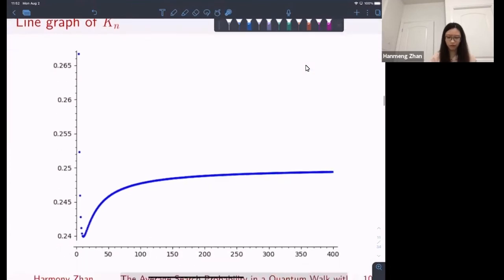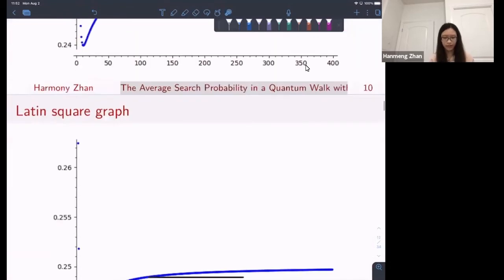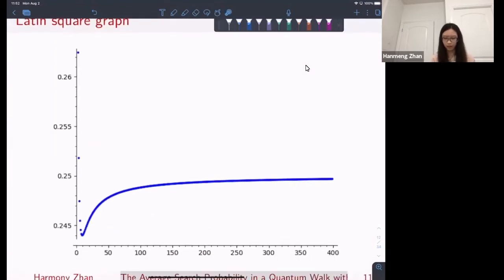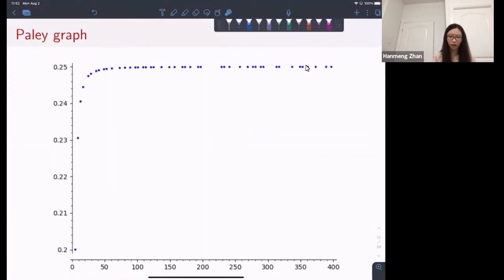And here's the plot for the line graph of Kn. It follows the same pattern: starts high, drops below 0.25, and then gets back to this line. And for the lattice square graphs, you also see a very similar pattern. Finally, I want to show you the Paley graph. These graphs are only defined when the number of vertices is a prime power and congruent to 1 mod 4. So you will see these points are more spread out compared to the previous plots, but you can still see the pattern, right? It's getting larger and larger, and then somehow it seems to stabilize at this point.